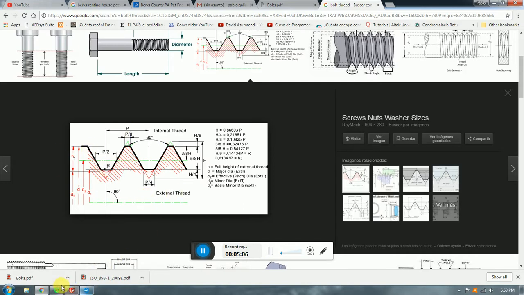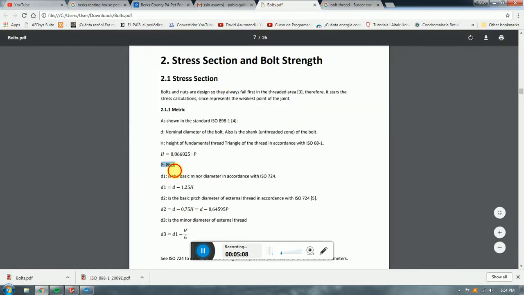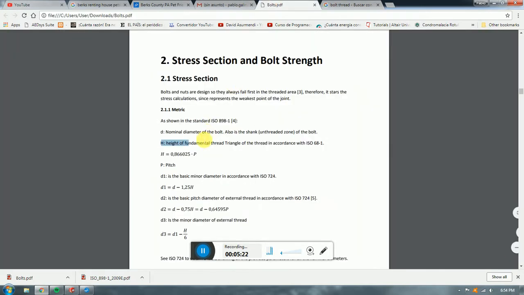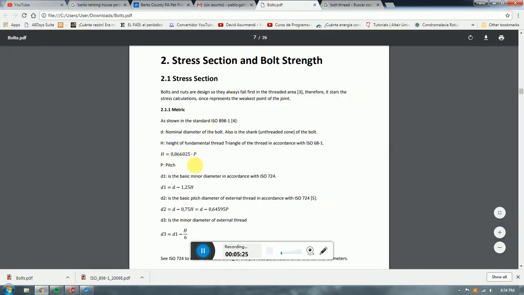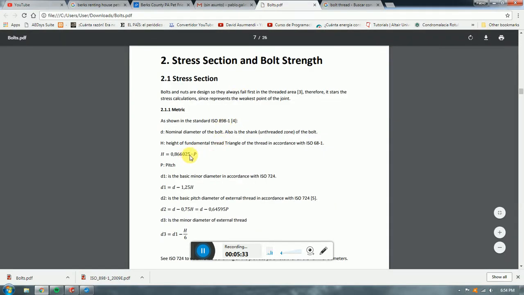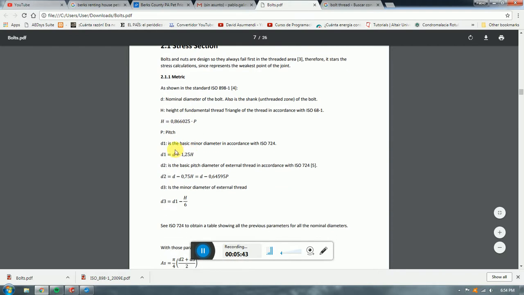Going back, the height that we were talking about before can be calculated, of course, based on this angle as a function of the pitch. And here we have pretty much the value, using the 60 degrees geometrically. Here you can find it. It's pretty much the same thing. So H is going to be that one, 0.866025 times the pitch.